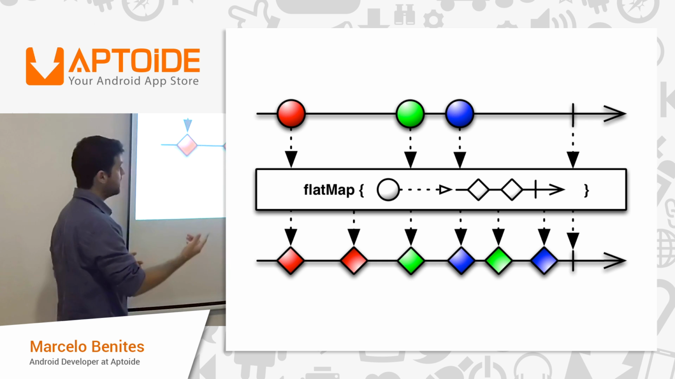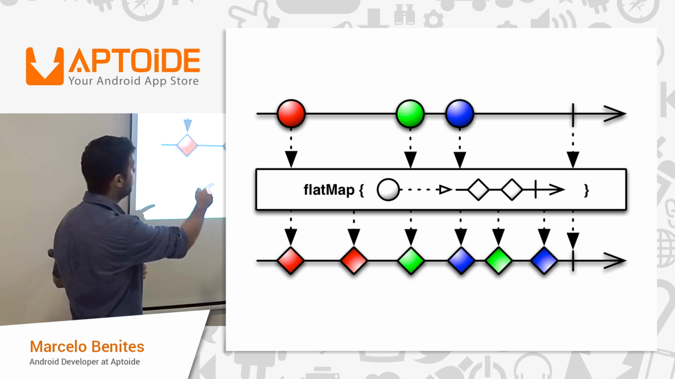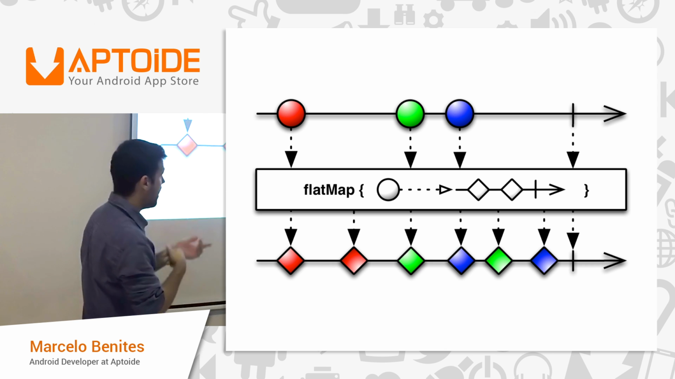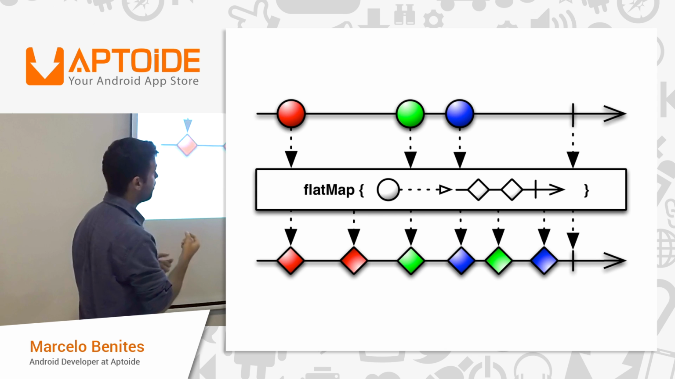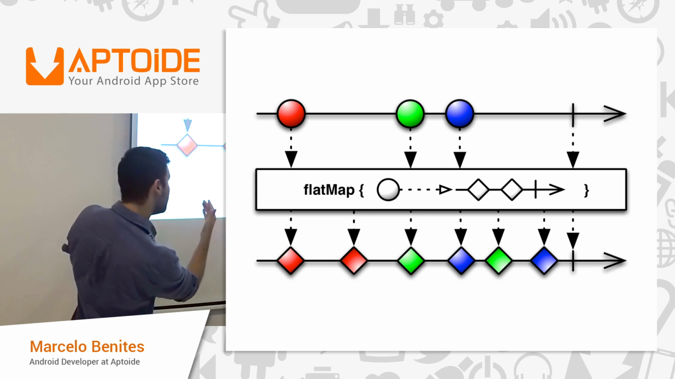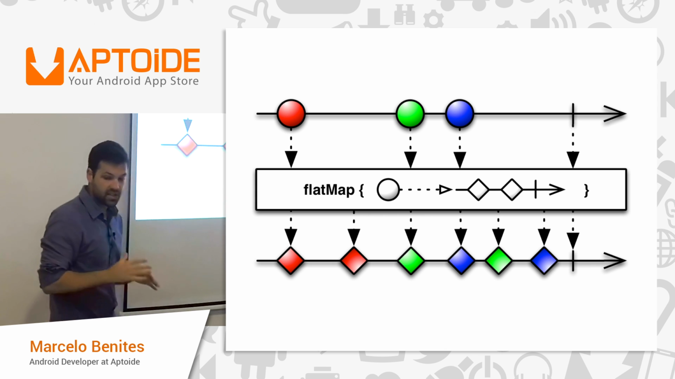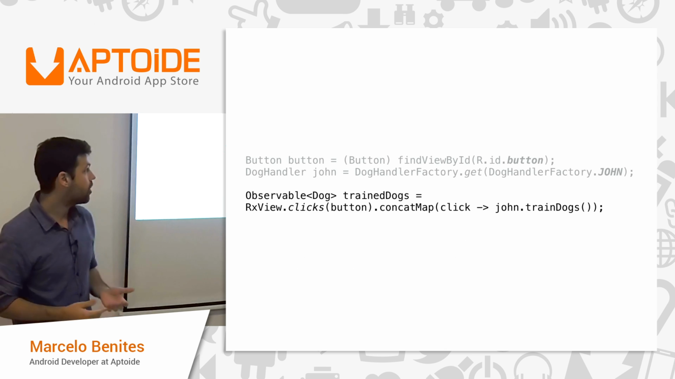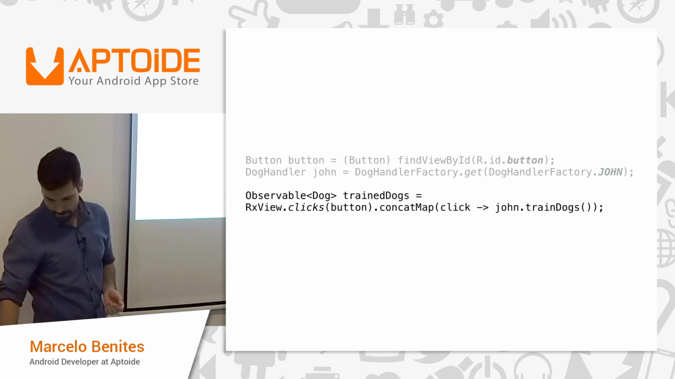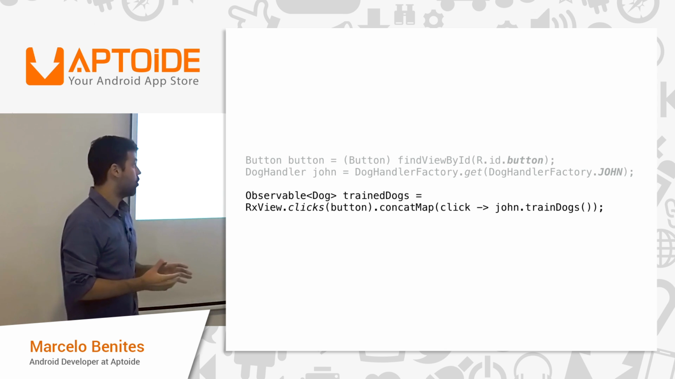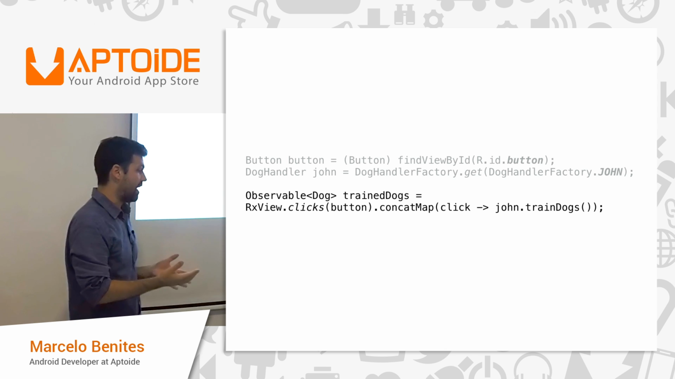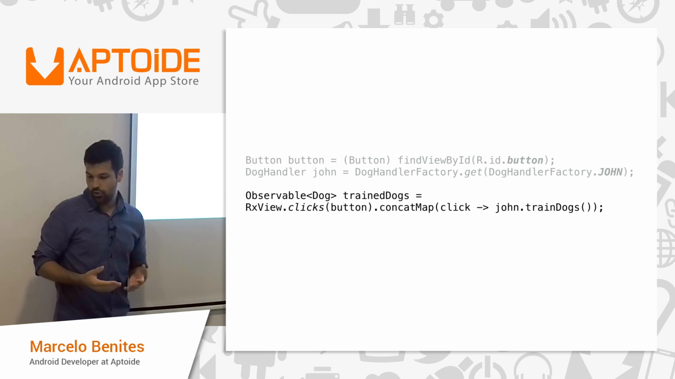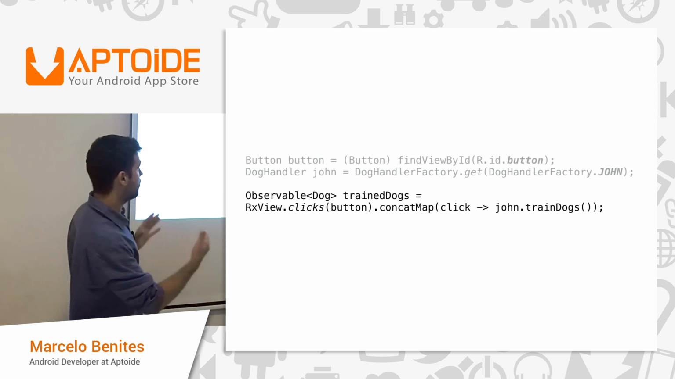But you see here that the order is not kept. Sometimes you have a click, emit one dog, and then you have another click and emit a different dog, a dog from another observable. So the order is not kept here. Flat map does not keep the order. If you want to keep the order, you have to use concat map. But again, concat map works the same way, it uses concat. So it needs a completion event. It needs the observable to complete in order to keep the order.